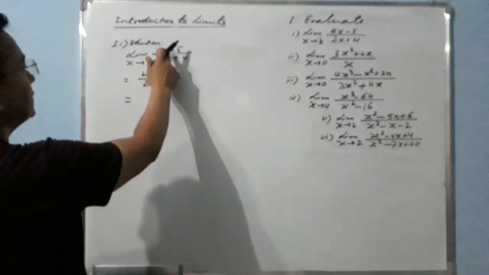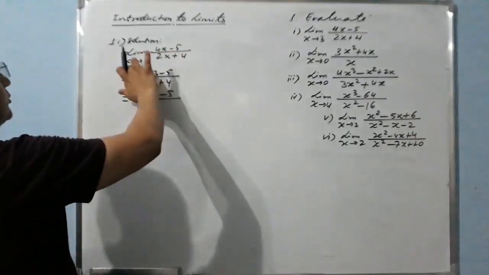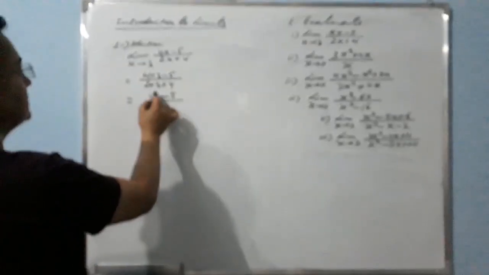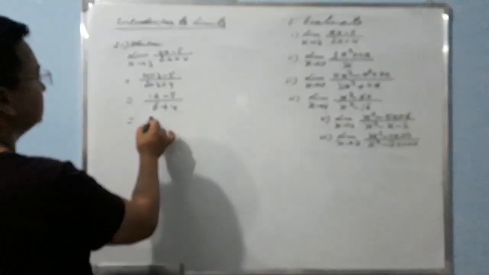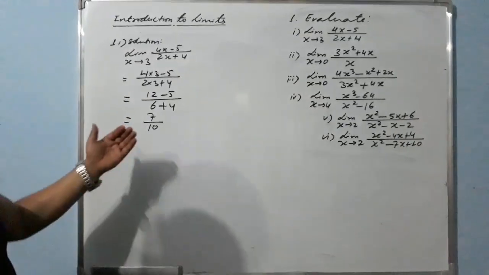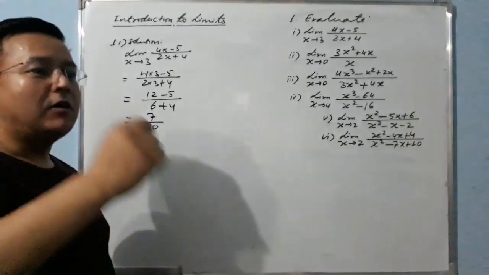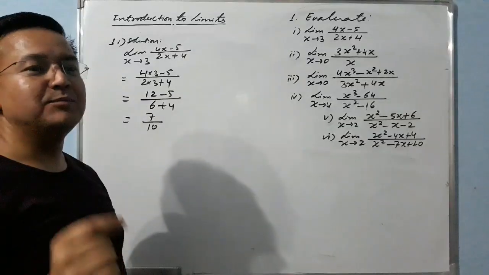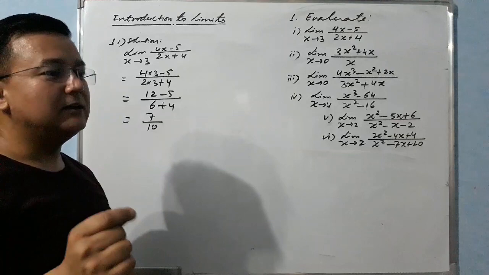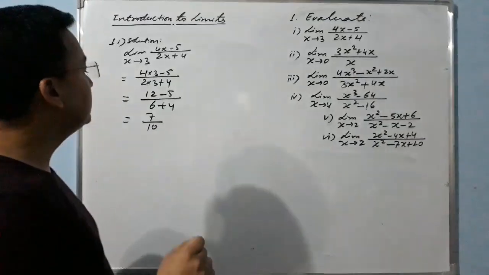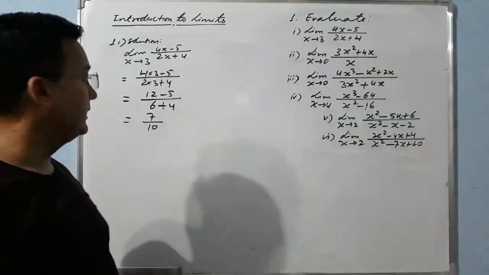We can interpret it this way. When x tends to 3, then 4x tends to 12, minus 5, upon 2x tends to 6 plus 4, right? And 7 upon 10. This is the limit of the function. And one more thing, you will always get a constant number. A constant number will be the limit of the function, right?